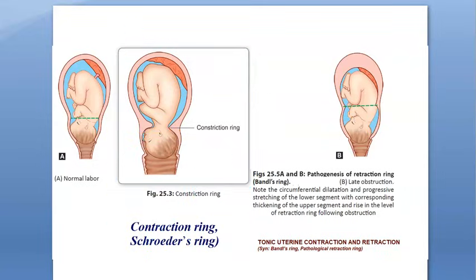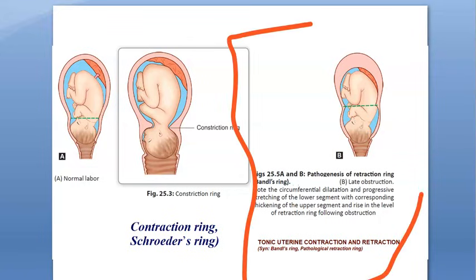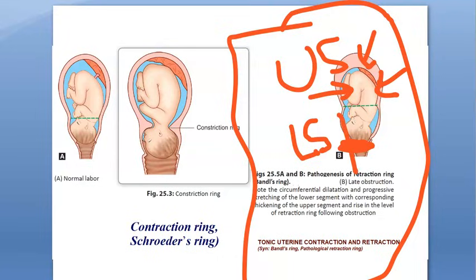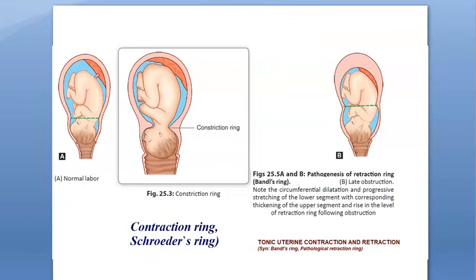Okay, now coming to the pathological one, here you can see pathological retraction ring. So here pathological retraction ring is happening in obstructed labor. This is the upper segment and this is the lower segment. The upper segment is contracting and pushing the baby out. Lower segment has nowhere to send this baby. So lower segment will start elongating and thinning, and finally this band, whichever band is there, it keeps on moving up. Okay, so this band that it is there, it keeps moving up.